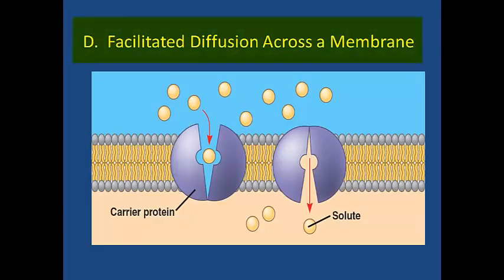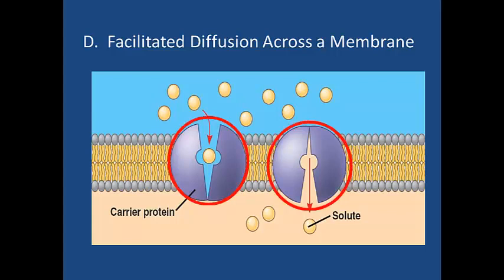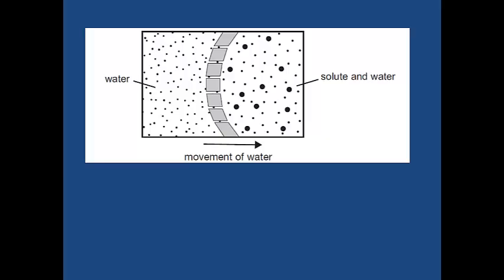Finally, let's look at choice D, facilitated diffusion across a membrane. You may recall that facilitated diffusion uses carrier proteins to allow certain molecules to pass through the cell membrane. Look back at the diagram in the sample question. Do you see any carrier proteins in the diagram?